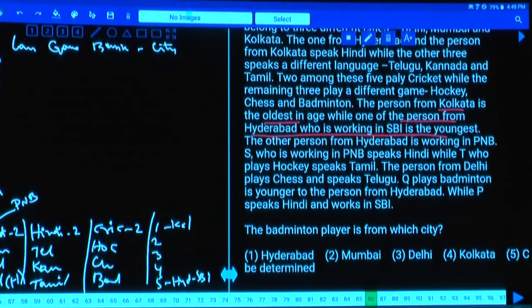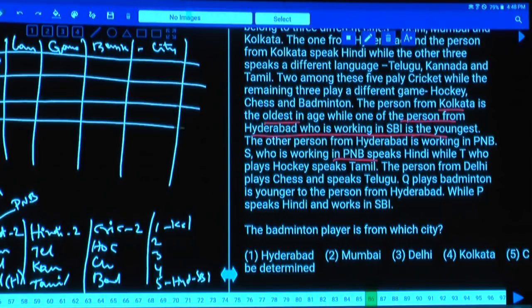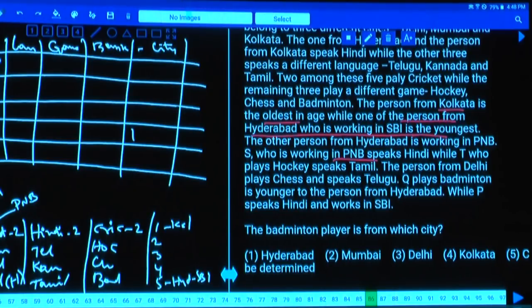S is working in PNB. As S is working in PNB, how many persons are there from PNB? One person from PNB. And the person from PNB is from which place? He is from Hyderabad, and this person is working in PNB bank.